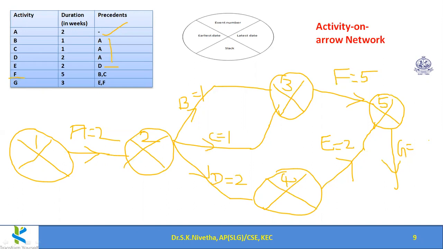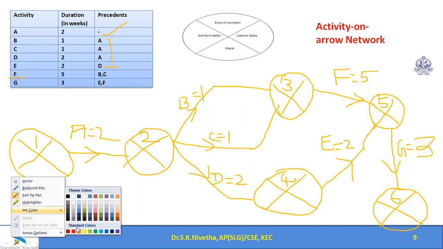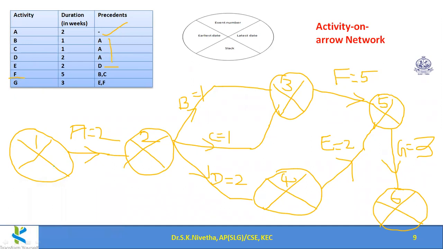G equal to 3. This is the duration for G. And finally, we'll be ending up in event number 6. Okay. Now, this will be the final event. So now we shall fill up earliest dates in the forward pass.